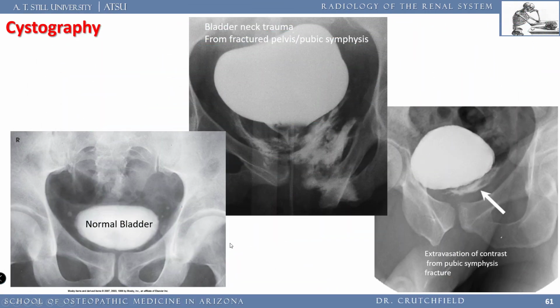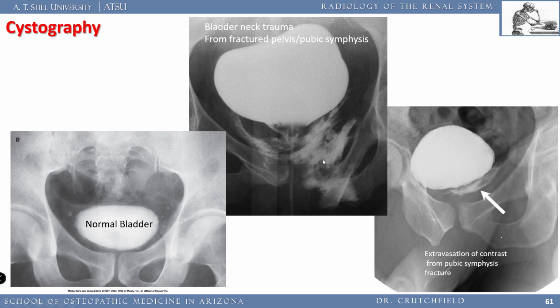Cystogram, same thing. Patient comes in from a car wreck, and the classic teaching is you pull their pants off and you see that they have blood at the urethral meatus. In this case, let's assume it's a man. He's got blood coming from the tip of the penis, the urethral meatus.